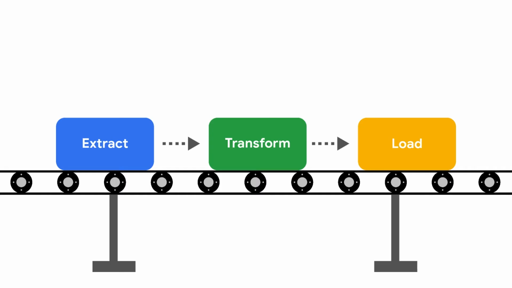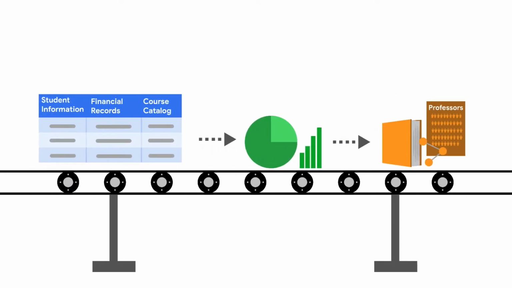ETL brings data from various sources together in one place. This makes it possible for data teams to analyze the data and identify trends and insights that can help drive data-driven decision-making. For example, a university might use ETL to integrate data from its student information system, financial records, and course catalog. This allows the university to track student enrollment, financial trends, and course performance, so the university can make informed decisions about which courses to continue, which courses to expand, and how many faculty to employ each semester.